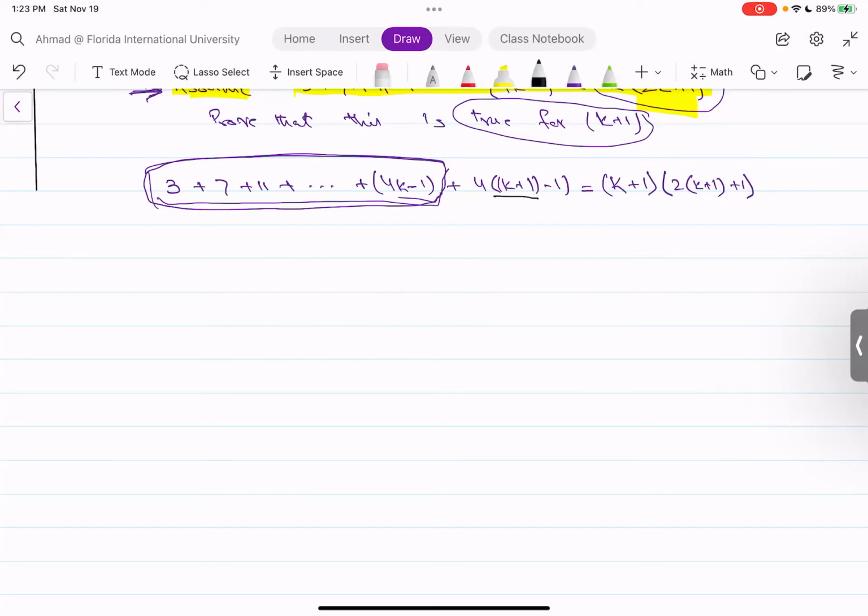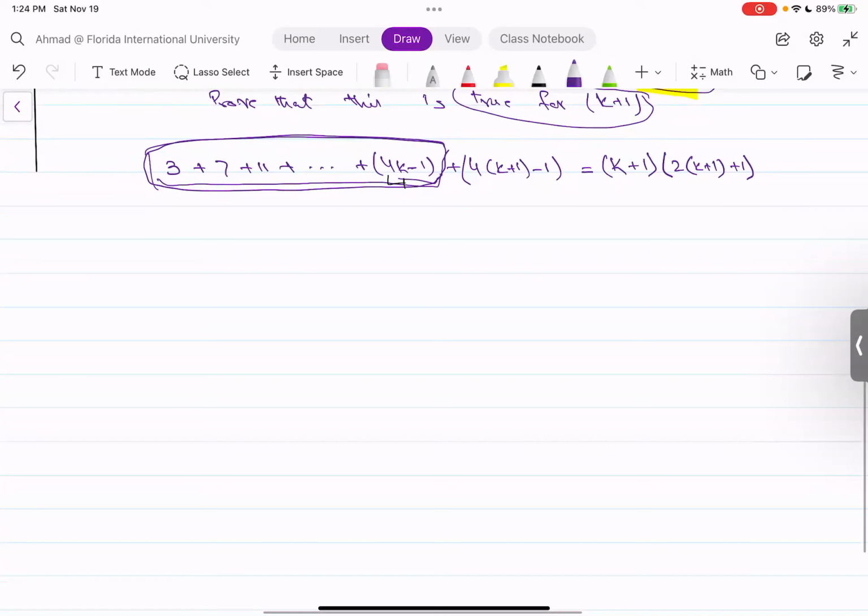The reason is, if you see, this is 4k. So k plus 1 will multiply with 4 only, not with the minus 1. So that means the expression we have written is wrong. It should be 4 times (k plus 1) minus 1, like this one. Now it is correct. So now let's solve it.